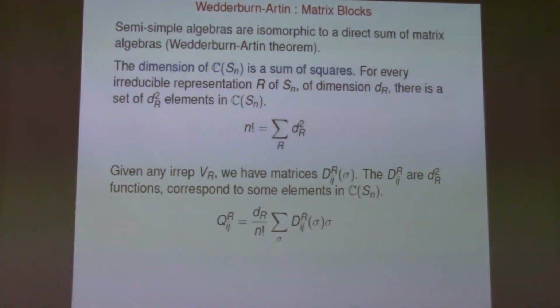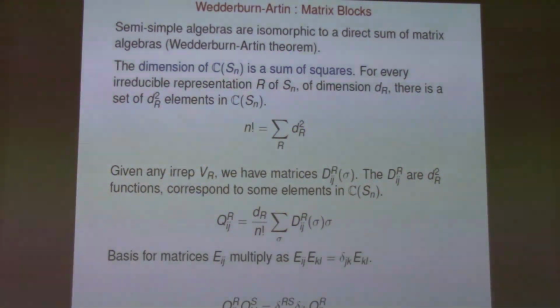These Q^R_ij I've just defined have nice properties. They are labeled by an irrep, and then two labels running from 1 to the dimension, so d_R squared of them. In particular, they multiply like elementary matrices. An elementary matrix E_ij is a matrix with zeros everywhere except 1 in the ij position. So these multiply in a very simple way, and the Q's analogously multiply in the same way: Q_ij Q_kl is delta_jk Q_il.